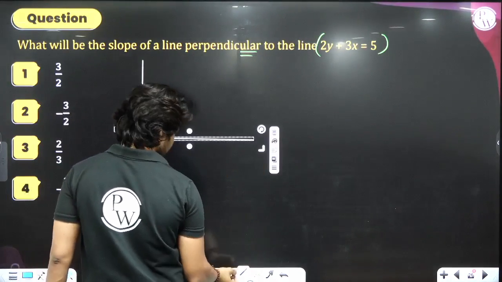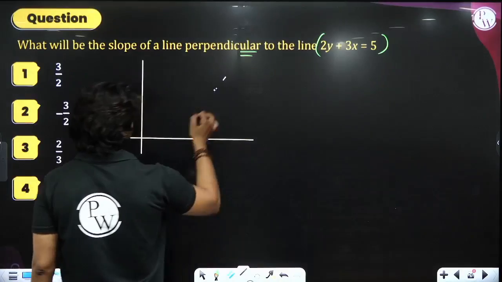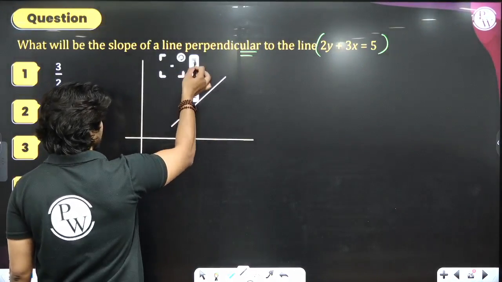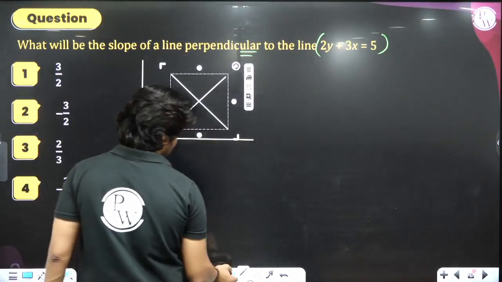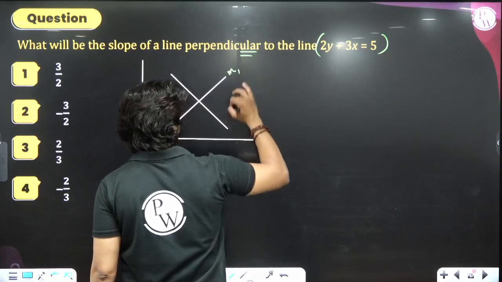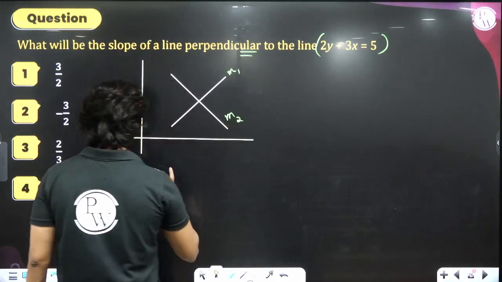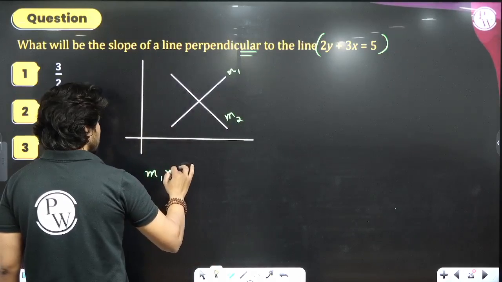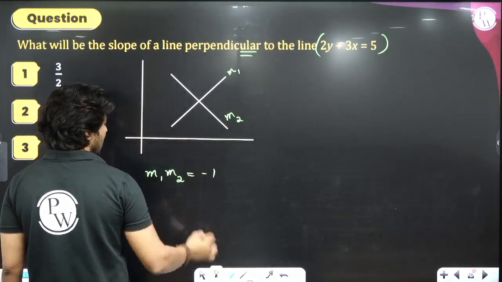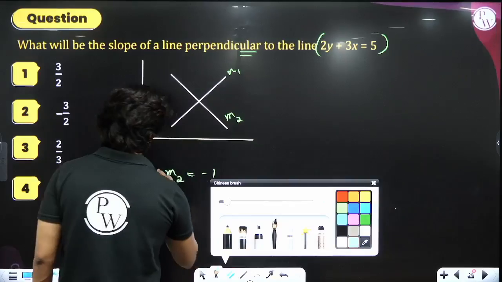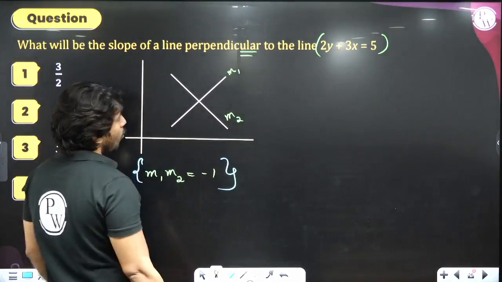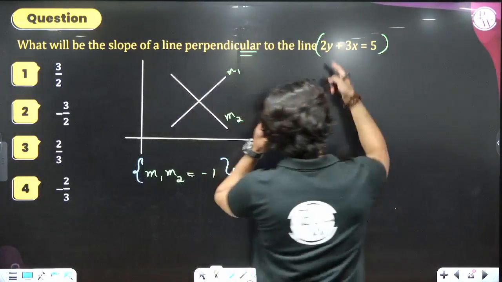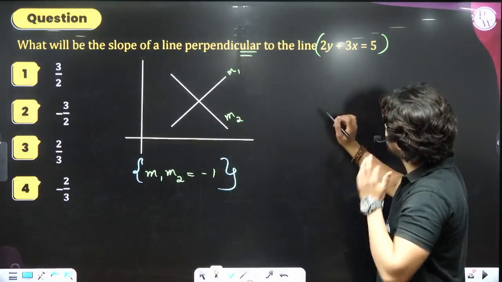Anyone? If this is a line with slope m1, and this is another line with slope m2, what is the relation between m1 and m2? The multiplication of the slopes of two perpendicular lines is -1. Okay. What is the slope of this line? How to find out the slope?